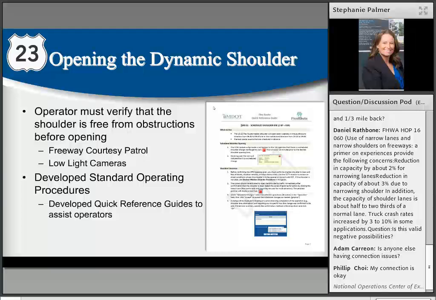In order to streamline some of this, we developed standard operating procedures for that. And one of the things we developed were some quick reference guides for our operators. There's a graphic shown on the slide here, but for each one of the critical tasks they do, such as opening the shoulder, we have a very quick 2 to 3 page step-by-step guide that assists them on exactly the steps that need to be taken.